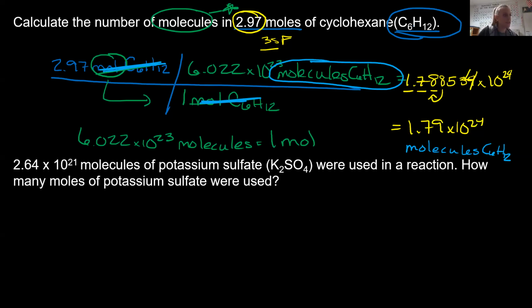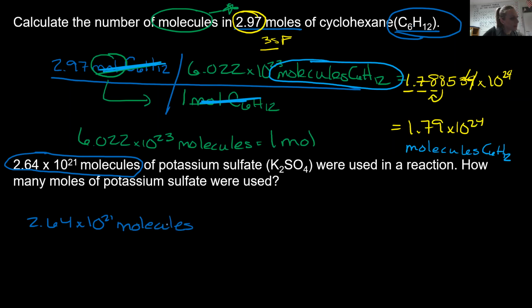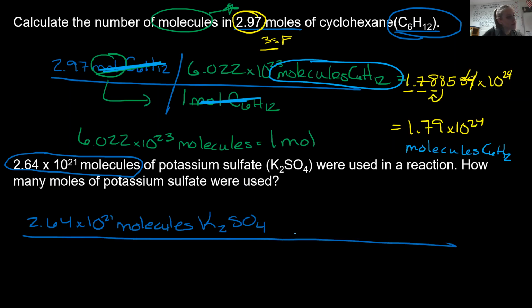All right, Amal, how did you start? What did we put down first in our railroad track? The 2.64, I think. Yeah, perfect. We started off with the 2.64 times 10 to the 21 molecules of potassium sulfate, which is K2SO4. Awesome. I'm going to put my railroad track down. Beautiful. Good job. All right, next.